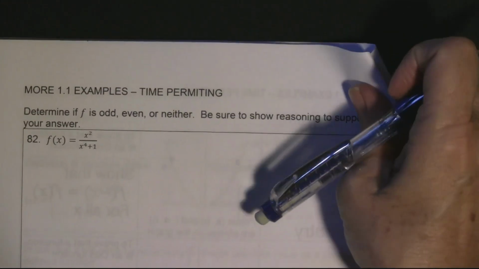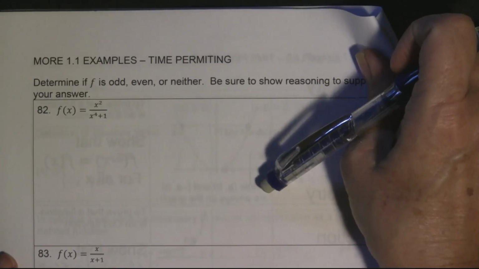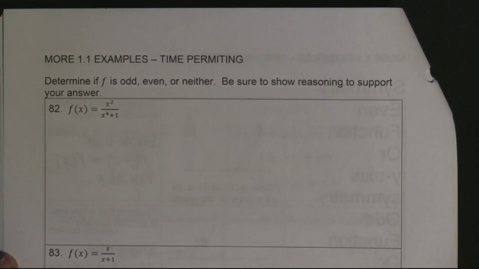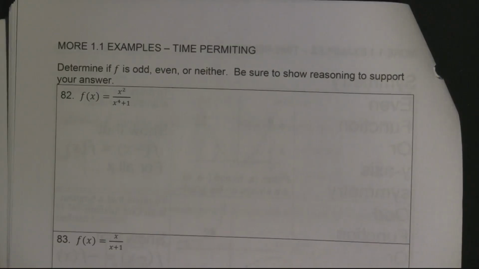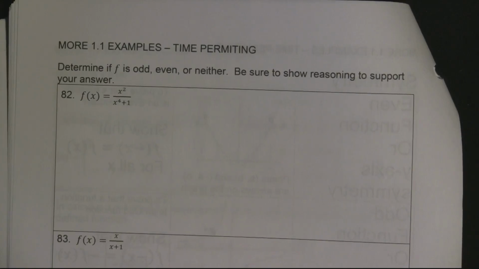We have 3 more problems. They're all problems out of your book, and these are the examples from 1.1. They've given you a function f in these problems, and they say determine if f is odd, even, or neither, and be sure to show your reasoning to support your answer. So we're going to give a try to that.